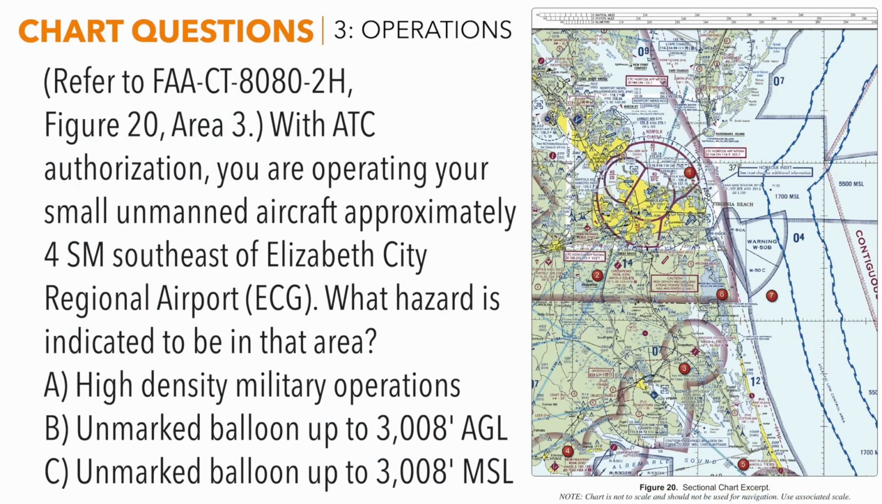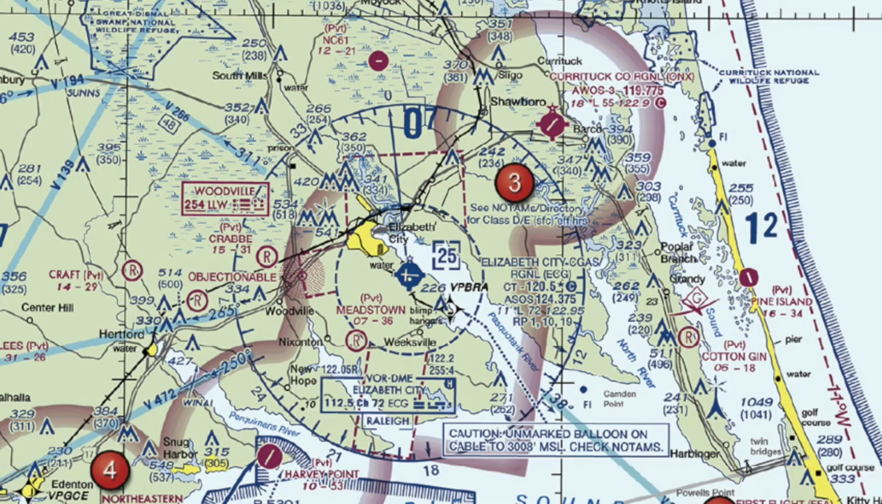With ATC authorization, you are operating your small unmanned aircraft approximately 4 statute miles southeast of Elizabeth City Regional Airport. What hazard is indicated to be in that area? So, the first thing we need to do is find Elizabeth City at Area 3, and it's just to the southwest of Area 3. It's this Class Delta airspace. So, that's our reference point. And it's telling us that we are operating 4 statute miles southeast of that airport.